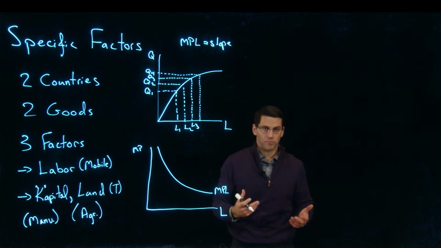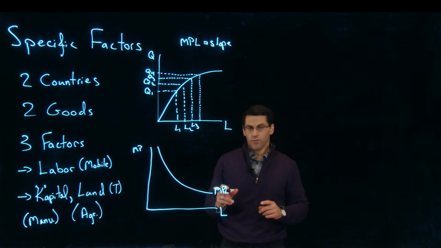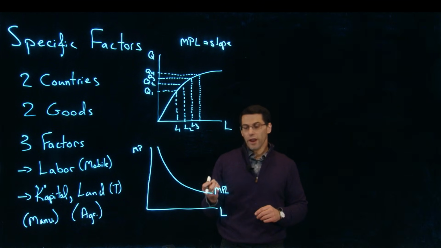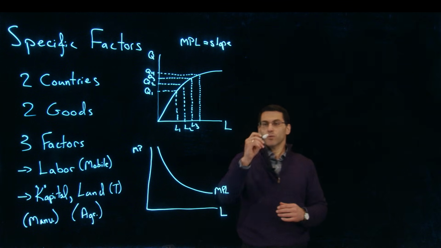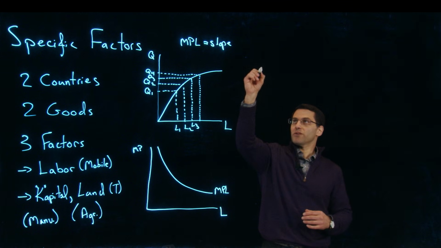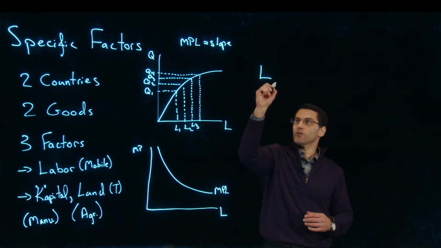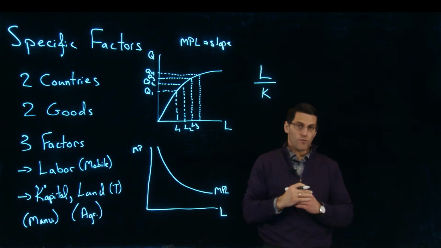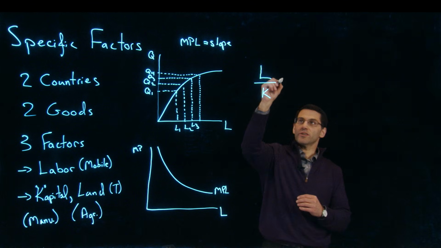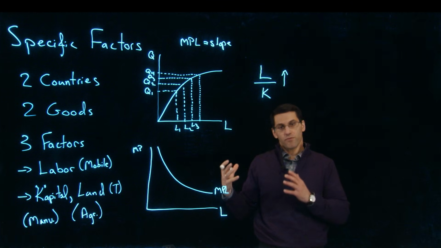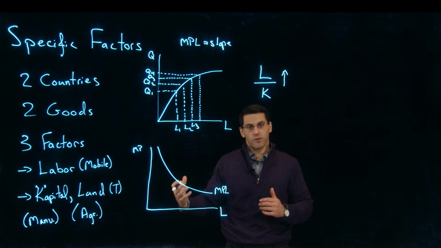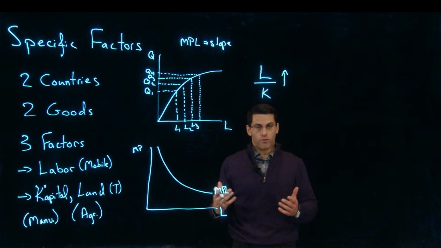But why is that? Well, the way you want to think about it is as follows. We have a fixed amount of capital and a fixed amount of land. So what happens as we increase the amount of labor we put into any sector? Let's take manufacturing. As we increase the amount of labor going into manufacturing, this ratio, L over K, is increasing. You have more workers working with a fixed amount of capital. Put more workers into manufacturing, and there are more and more people working with a fixed amount of capital.